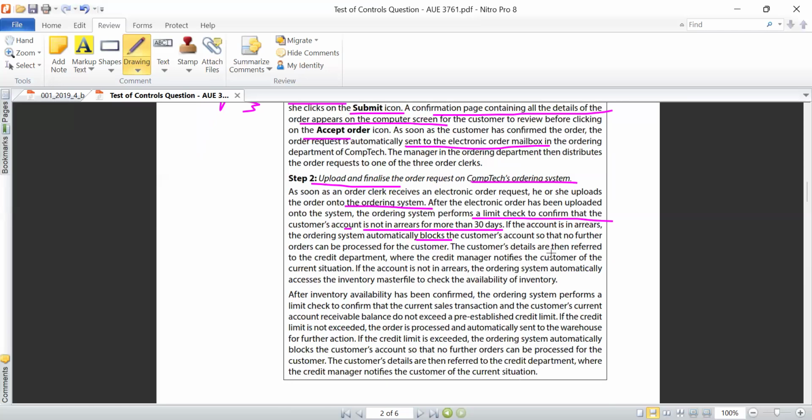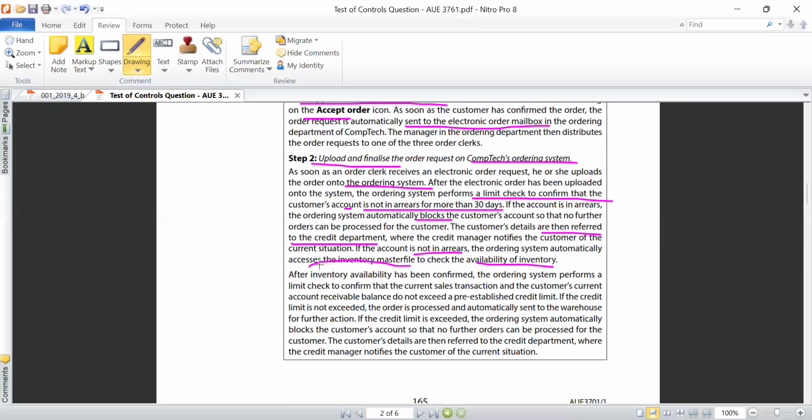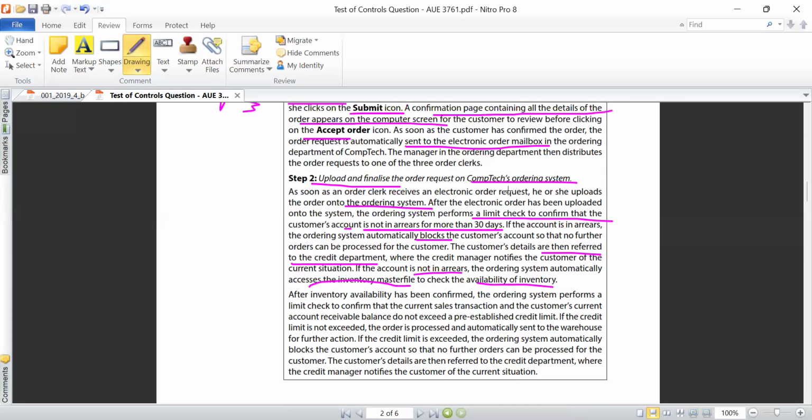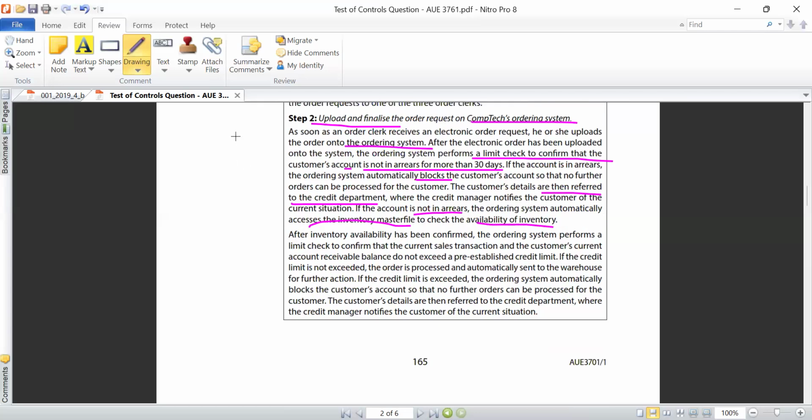The customer's details are then referred to the credit department, where the credit manager notifies the customer of the current situation. If the account is not in arrears, the ordering system automatically accesses the inventory master files to check the availability of inventory. Okay, so again, what is happening? This is just basically processing of the order. That's what's happening here in this paragraph.